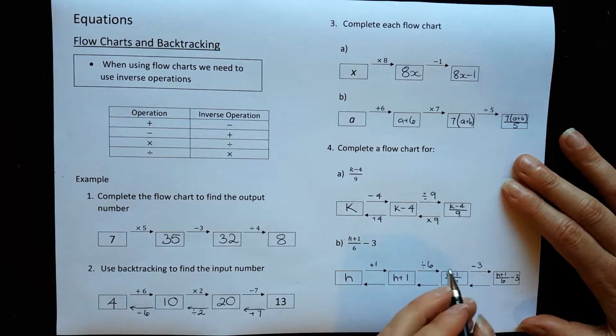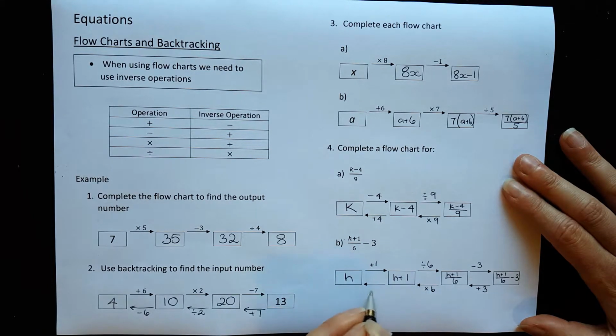And in our next lesson, we're going to be using flowcharts to solve equations, so it's important that we learn how to go backwards as well. The opposite, the inverse function, would be to add 3, times 6, and minus 1. Okay, so for today, we just want to practice this first step of working with flowcharts, and we'll build into some harder ones in our next lesson.